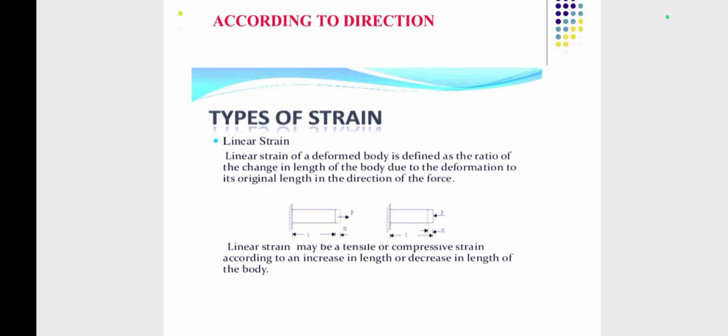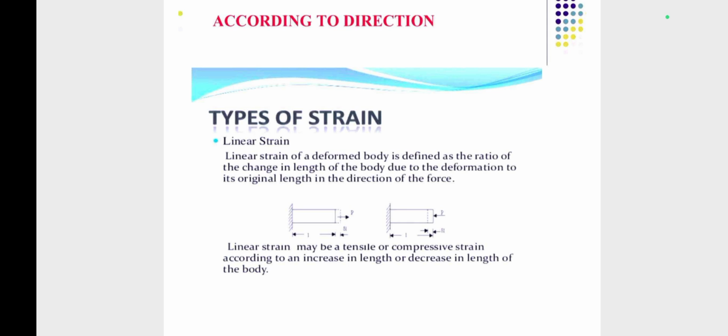In the previous video lecture, we have seen the basics of stress and strain. So in this video lecture, we will see types of strain. Strain is defined as the change in dimension to the original dimension. Strains are classified as lateral strain or linear strain on the basis of the direction.